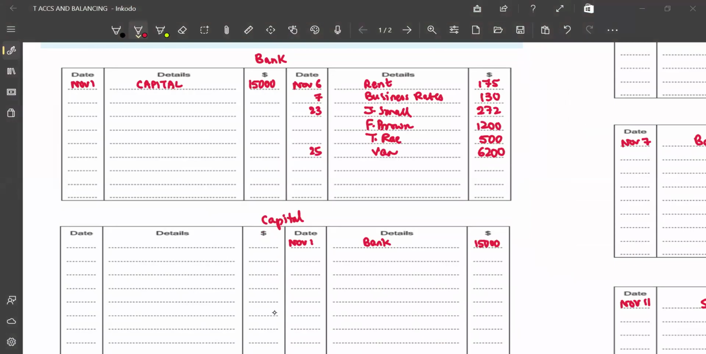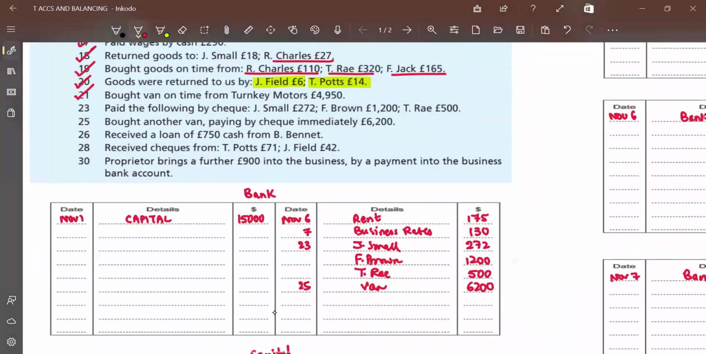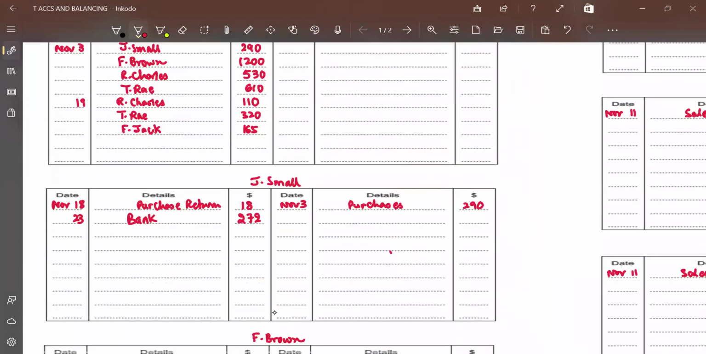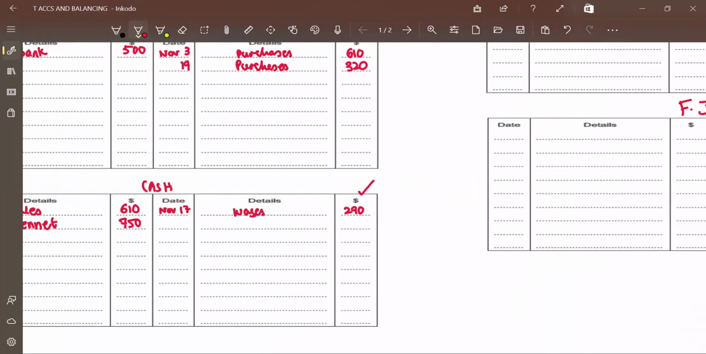So when you're receiving a loan, this means there is cash inflow into the business. It says received a loan of $750 from B Bennett, right? So we are on this transaction, received a loan. $750 cash from B Bennett. So cash balance has gone up definitely. So I'm going to go to my cash account and I'm going to write down $750. This is received on the 26th of November. And who did you receive this from? You received it from B. Bennett. Because B. Bennett has extended a loan to you, he has a liability on you.